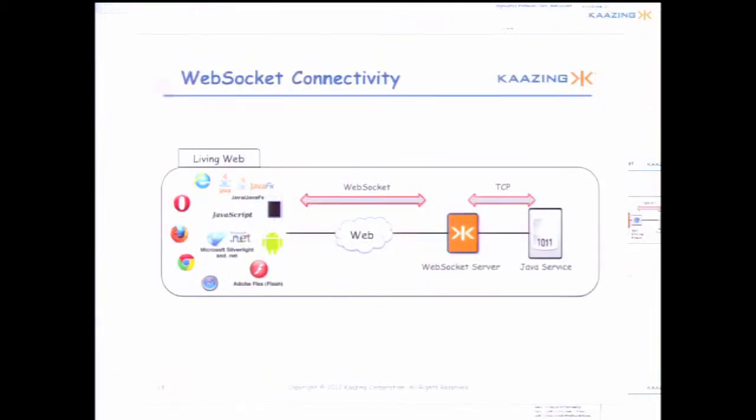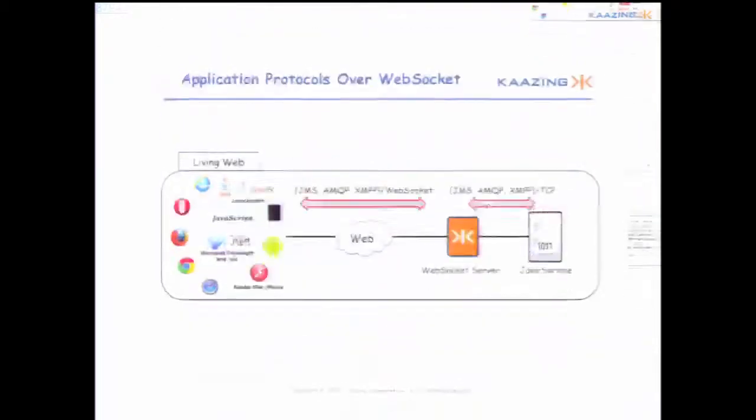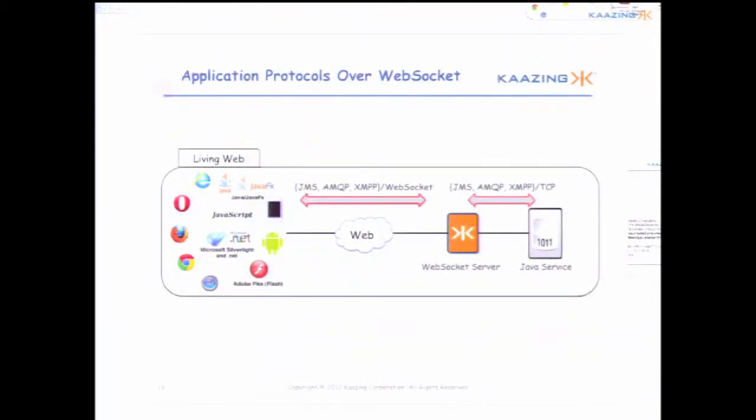This is similar to the slide we showed before. We want to take some sort of Java service in the back end, over TCP. It doesn't have to be JMS, it could be any Java service. And we want to make it web-friendly. So we want to take things like JMS, since it's a very popular API, things like AMQP, XMPP, FTP, all these other nice protocols that we've known for the past 40 years, and make them web-friendly.